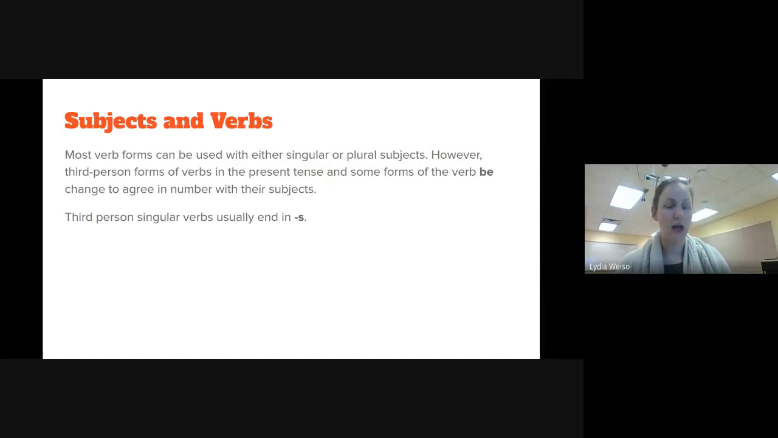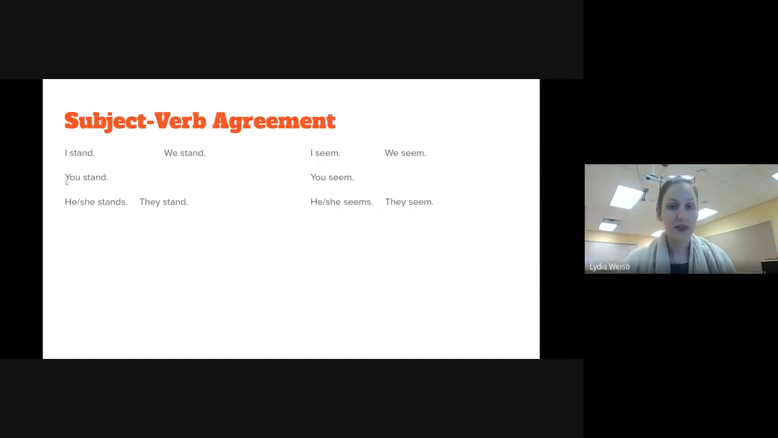Now, for the most part, third person singular verbs usually just end in an S. So that's run versus runs. I run, you run, he, she, or it runs, we run, and they run. So here are a couple more examples. Notice that the only one in these 2 examples of regular verbs that has an S is the he, she, it version. You stand, he, she, it stands. They seem, he, she, it seems.